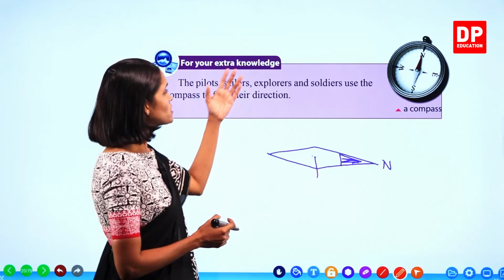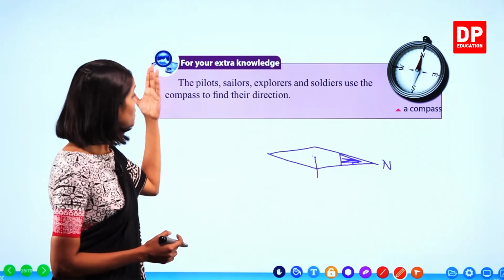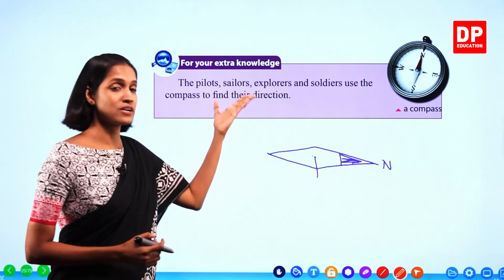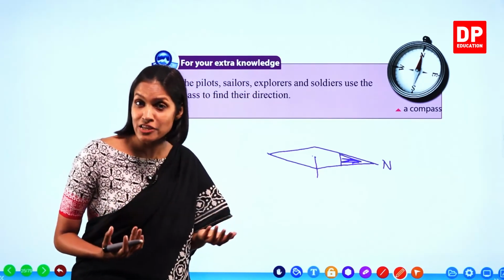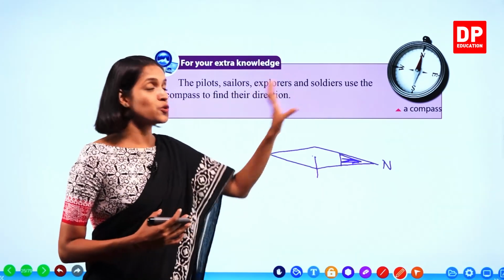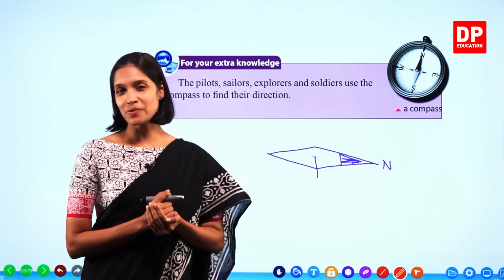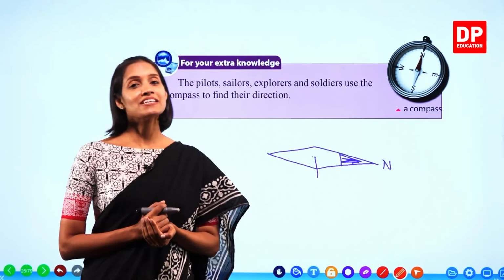Okay children, so this type of compass is very important for pilots, sailors, explorers. When we engage in jungle exploration, we have to take a compass. When we are lost, it can show us the direction. Okay children, so we have completed the second chapter of this lesson. We are going to start the third chapter now.